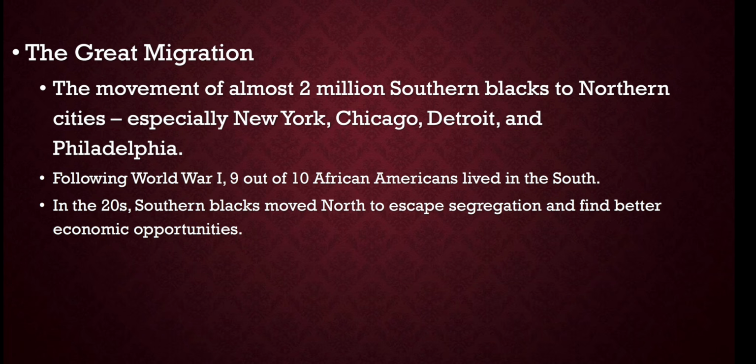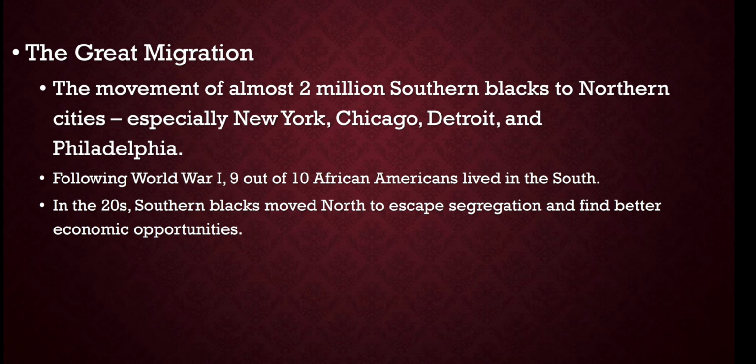About 9 out of 10 African Americans lived in the South at the end of World War I, but due to lack of employment opportunities and segregation and the deeply embedded hatred and racism, especially with the Ku Klux Klan and the growth of that during the 20s, Southern Blacks began to move out of the South and into the North to get better opportunities.